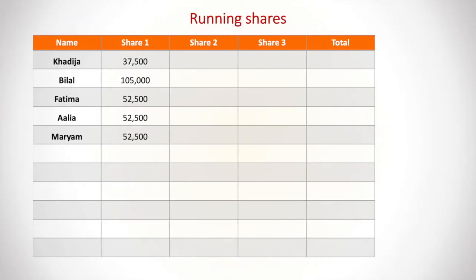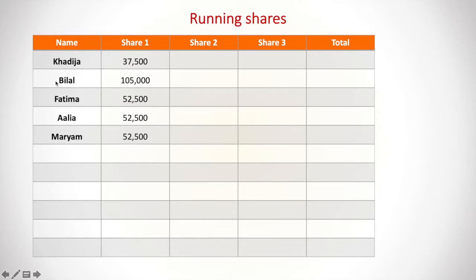Now, in running property, this is something unique that we have to do. Since we will have multiple steps involved, the relationship between the relatives and the dying person will keep on changing based on how they are related. For example, right now, Khadija is the wife of Imran. But when Bilal later dies, she will be the mother of Bilal.